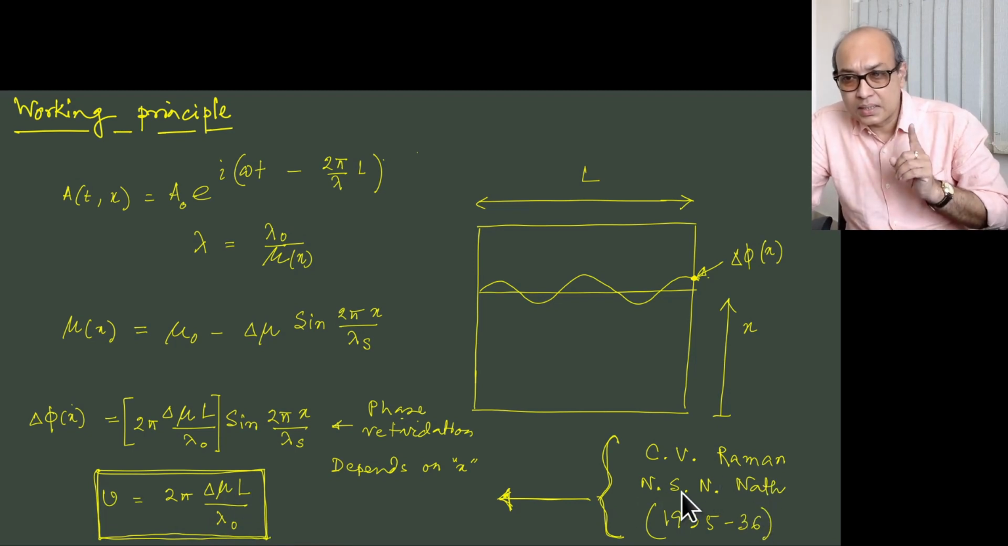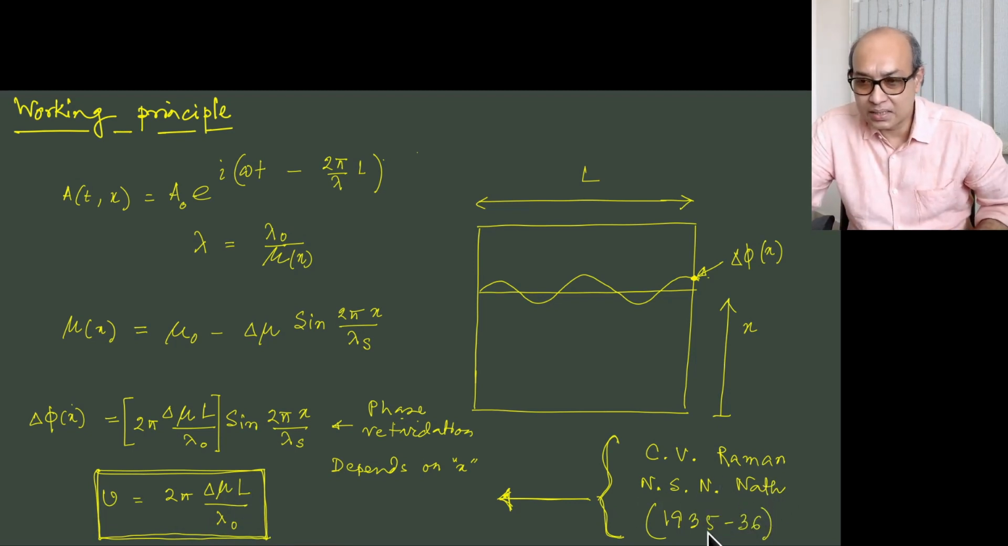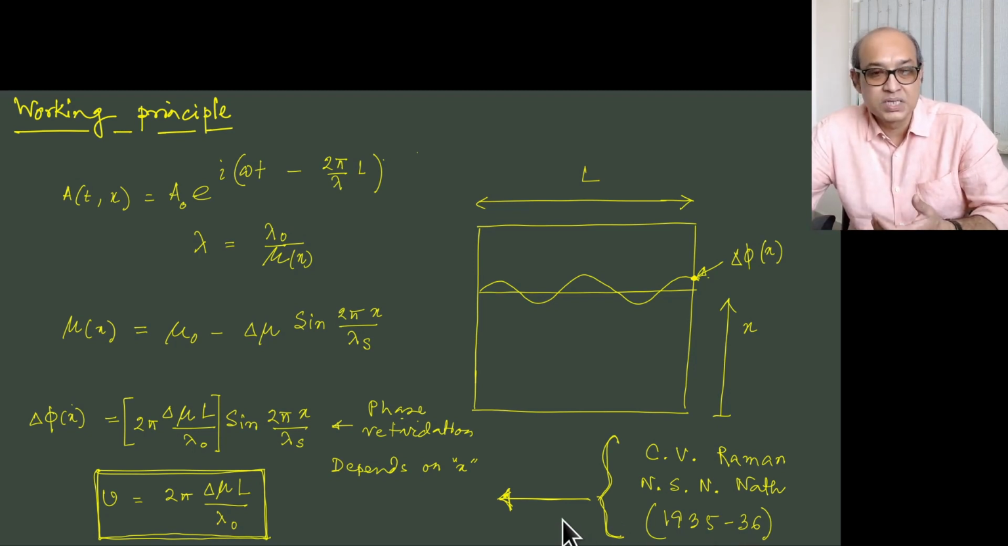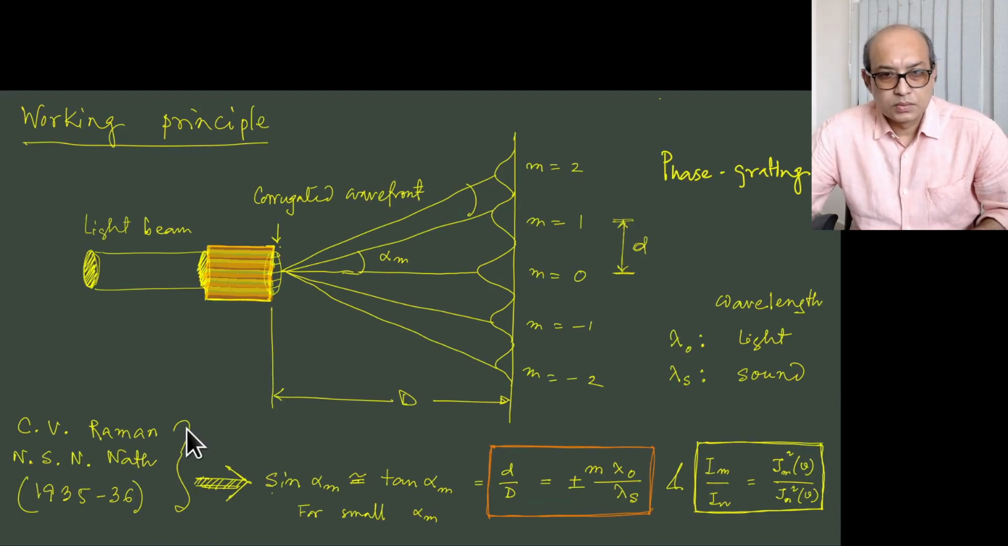Raman and Nagendra-Nath, their contribution, which they published in several papers starting 1935, was to write the amplitude of the light in this form and then carry out the integration. So Raman and Nagendra-Nath, C.V.